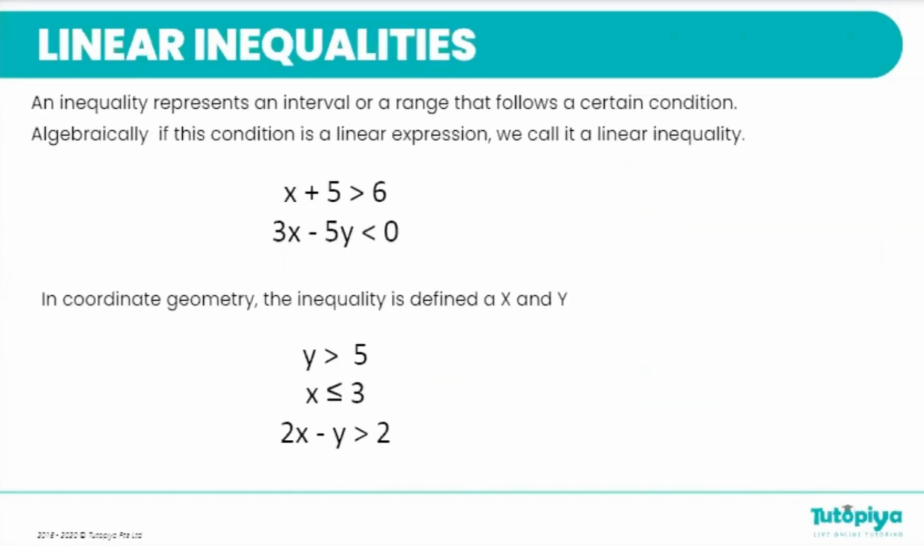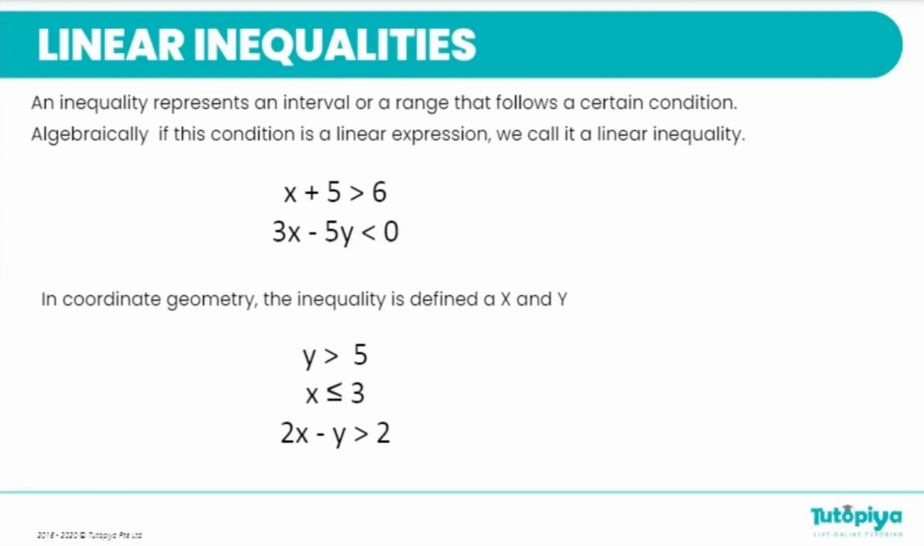So when we look at linear inequalities, inequalities basically represent an interval or range that follows a certain condition. If this condition is a linear expression, where linear basically means that your variables, your x, your y, your z, have the highest power of just 1, so you would not be seeing terms like x squared or y squared inside your inequality. If it lacks these higher powers and the highest power that you can see is just 1, then we can call this a linear expression.